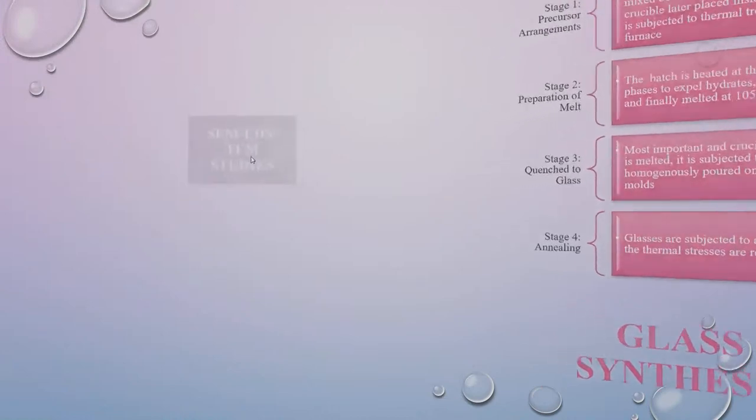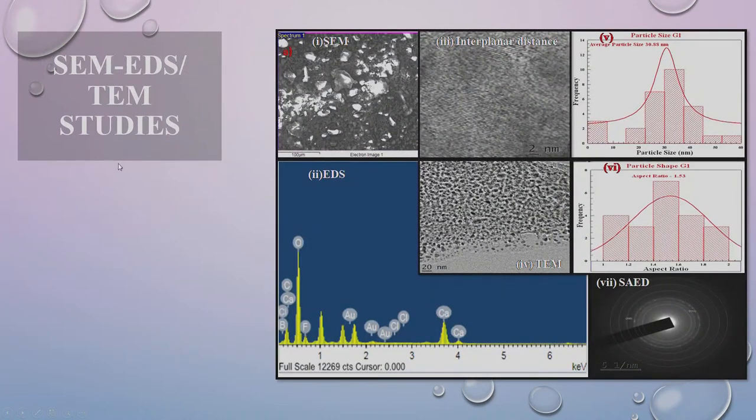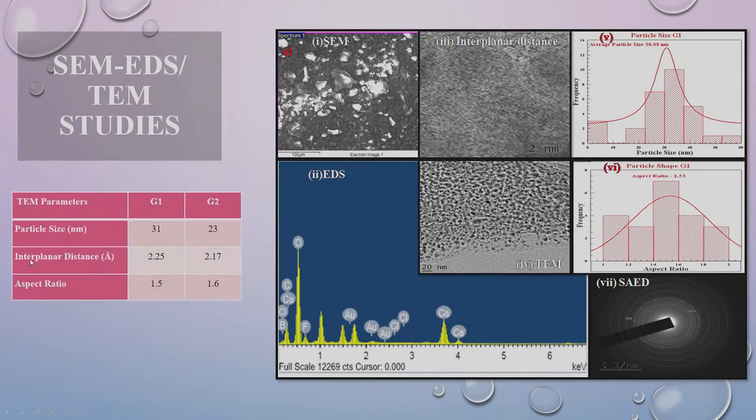Coming to the work, let us get into the electron microscopy studies. When we look at this SEM EDAX study, I have named those glasses G1 and G2. Both the glasses contain gold, one glass with a higher concentration of lithium, another one with a lower concentration of lithium. The particle size has been estimated by the histogram.